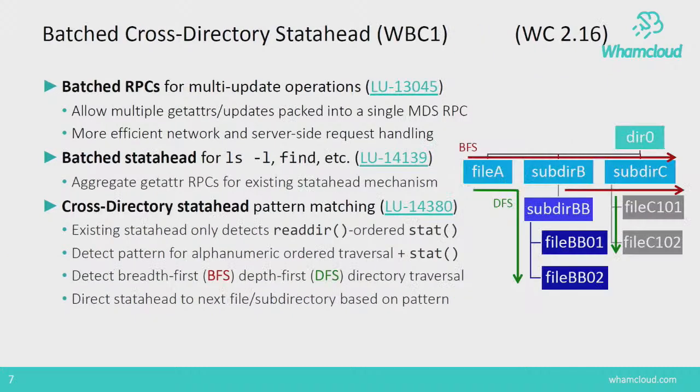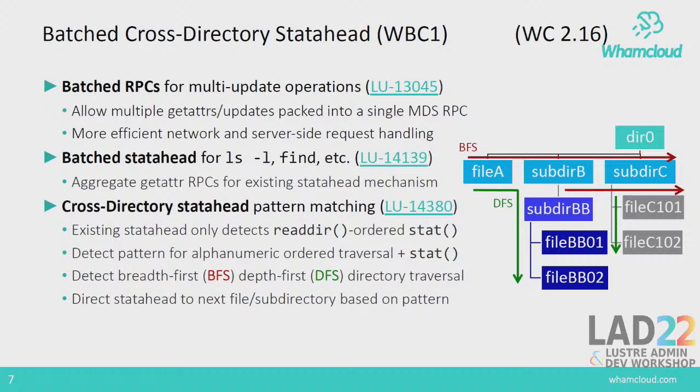One of the new interesting features is the metadata write-back cache. It's a very large project, and so we're trying to get some parts of that feature included in an earlier release. And so we've carved out part of it: the batched statahead. In advance of metadata write-back caching, we've introduced a batched RPC protocol change so that you can send multiple requests in one network message.